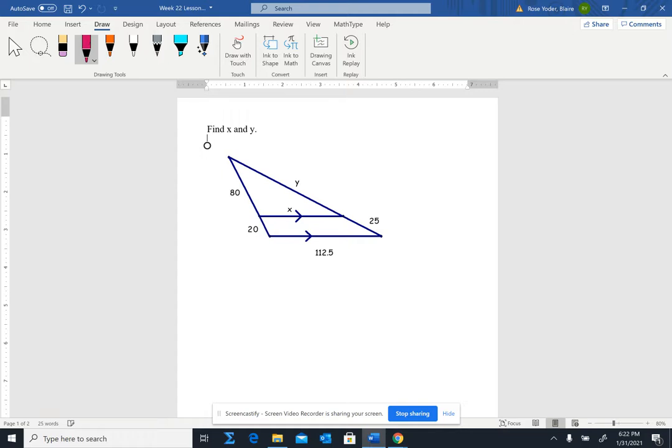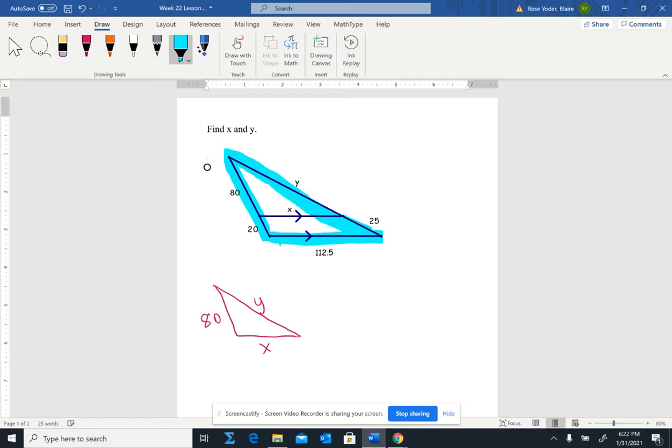Let me highlight for you the first triangle that you're going to want to draw. Let's draw this little triangle up on top. Copy it down and just label everything as is. The left-hand side is 80, the right-hand side is y, and the bottom is x. All right, the other triangle that you should see is this whole big triangle.